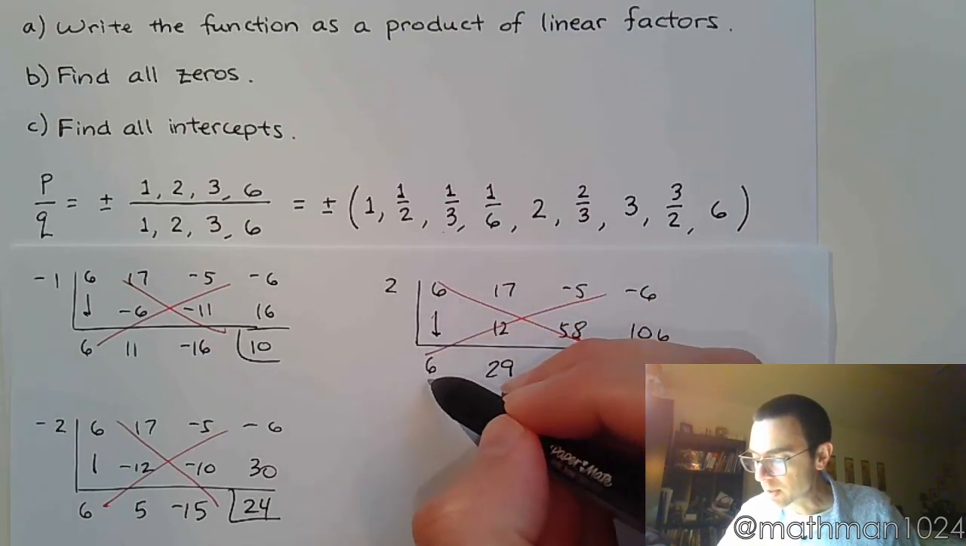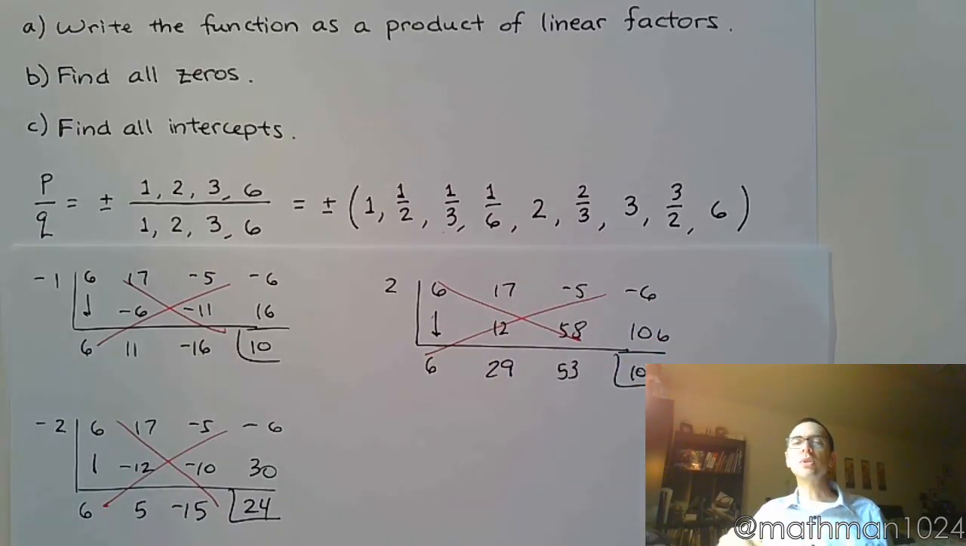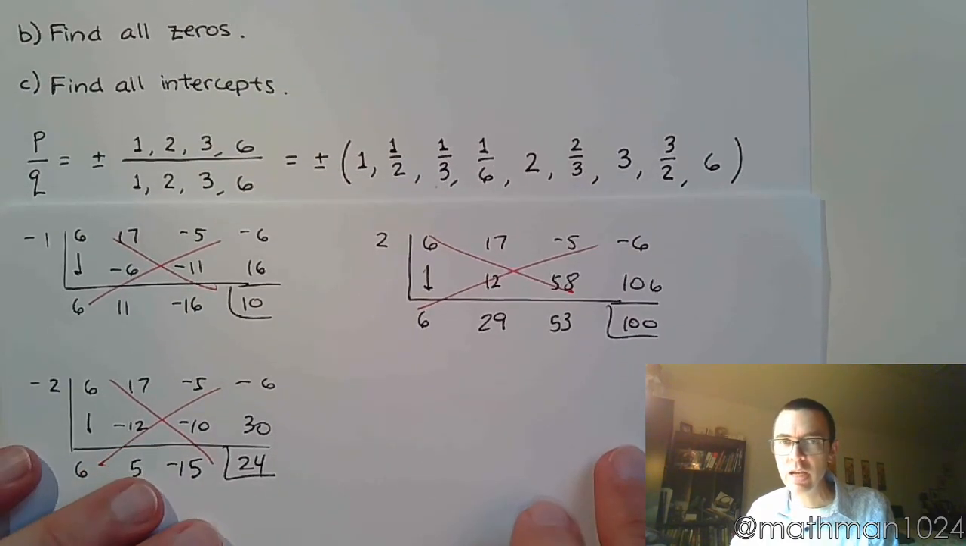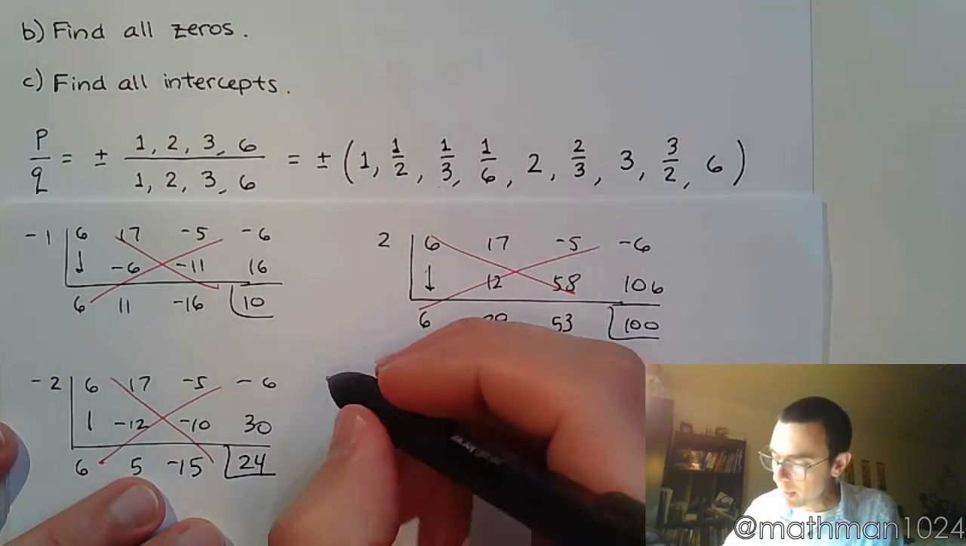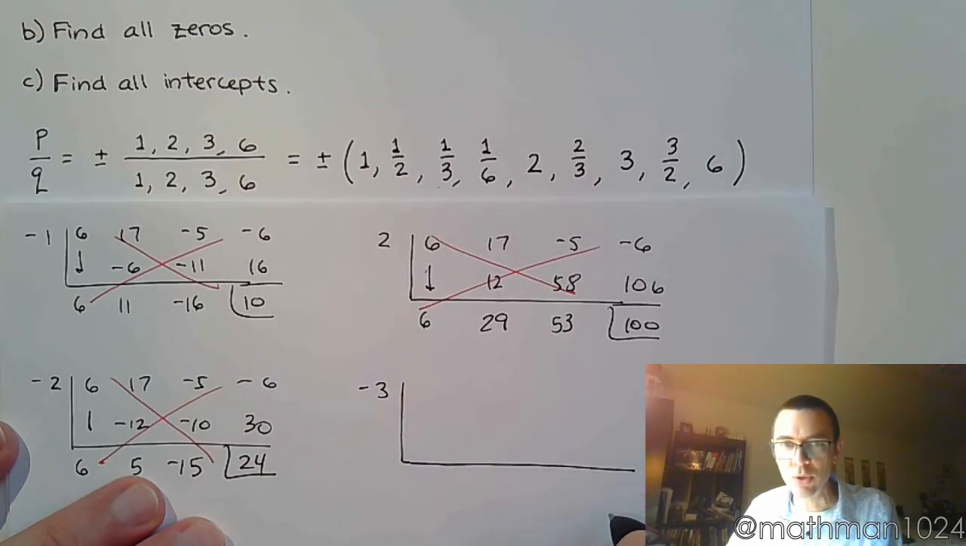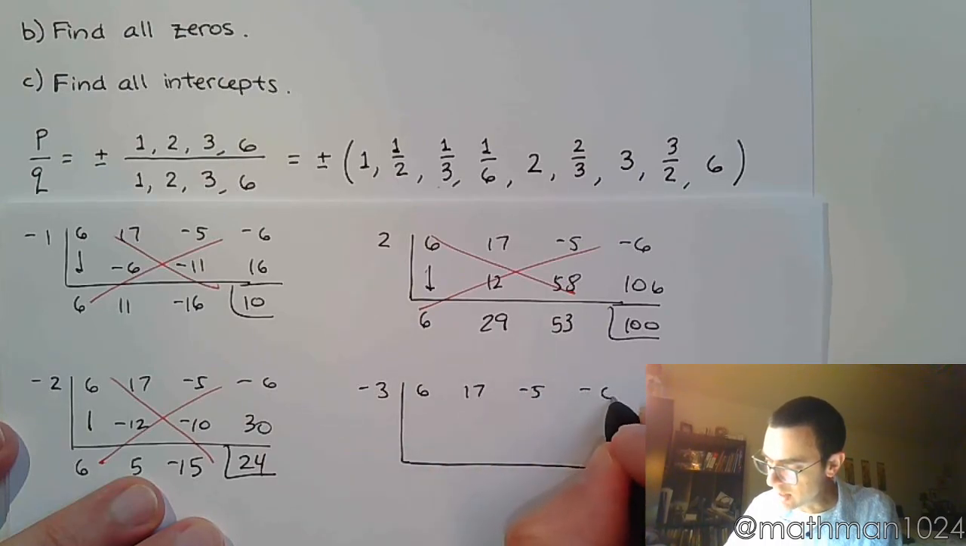Because I would do 3 times 6 to get 18. 18 and 17 is 35. Multiply times 3 is going to get too big. So instead of doing that, maybe I try negative 3. Maybe negative 3 is going to work out for us. 6, 17, negative 5, negative 6.